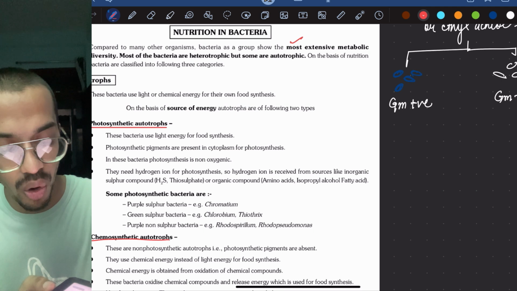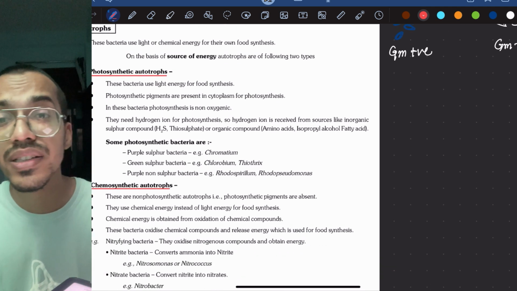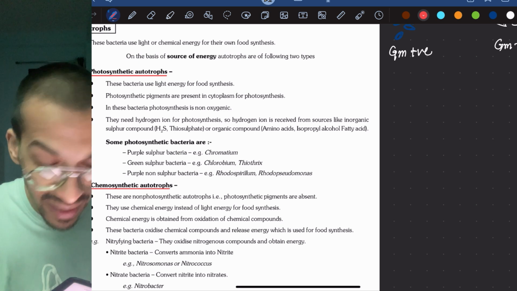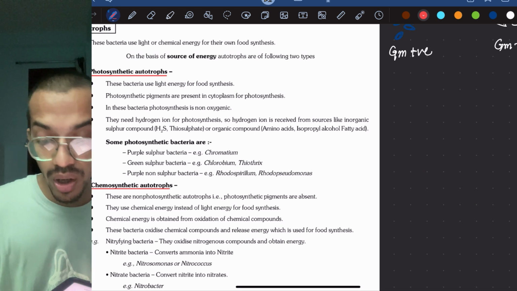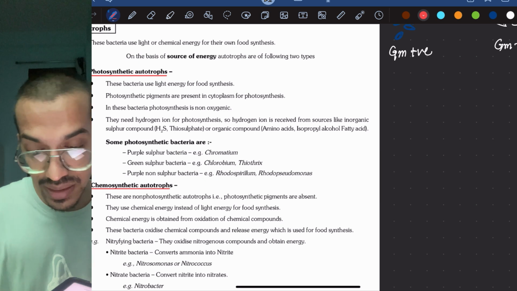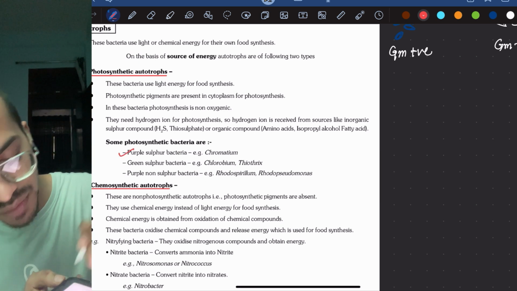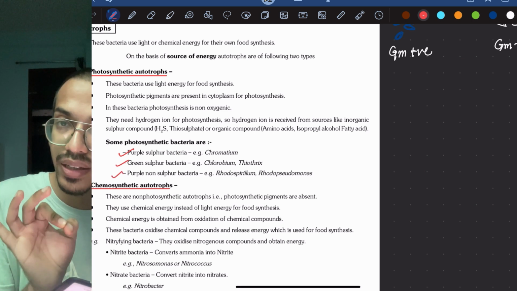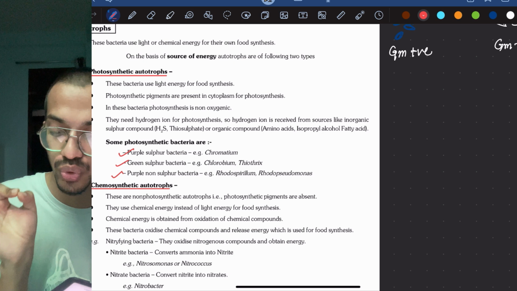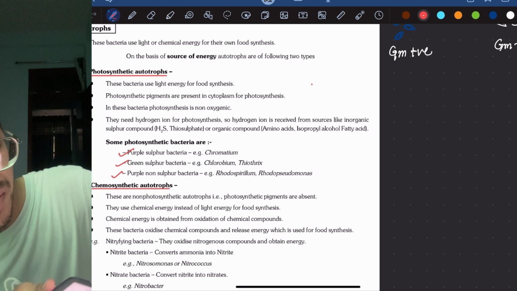In photosynthetic autotrophs, they are taking energy from sunlight, in the presence of sunlight. Here there are certain examples given to you: purple sulfur bacteria, green sulfur bacteria, and purple non-sulfur bacteria. Here you have to remember that these sulfur bacteria are not using water as the source. In photosynthetic bacteria there might be carbon dioxide and water, and they are making glucose.